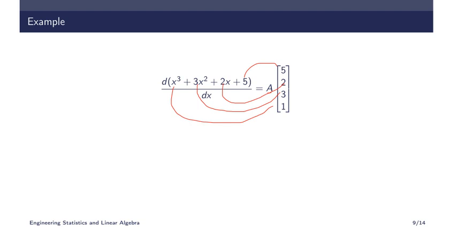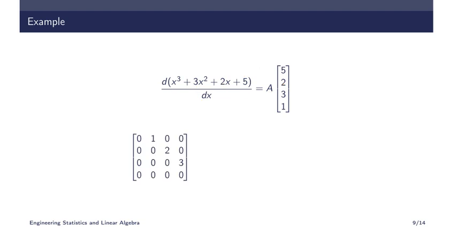So in this order you have to write. A into 5, 2, 3, 1. If you do that operation, A is 0 1 0 0, 0 0 2 0, 0 0 0 3 and 0 0 0 0, into 5, 2, 3, 1. If you multiply, what will you get? 0 1 0 0 into 5, 2, 3, 1 means it will be 2.